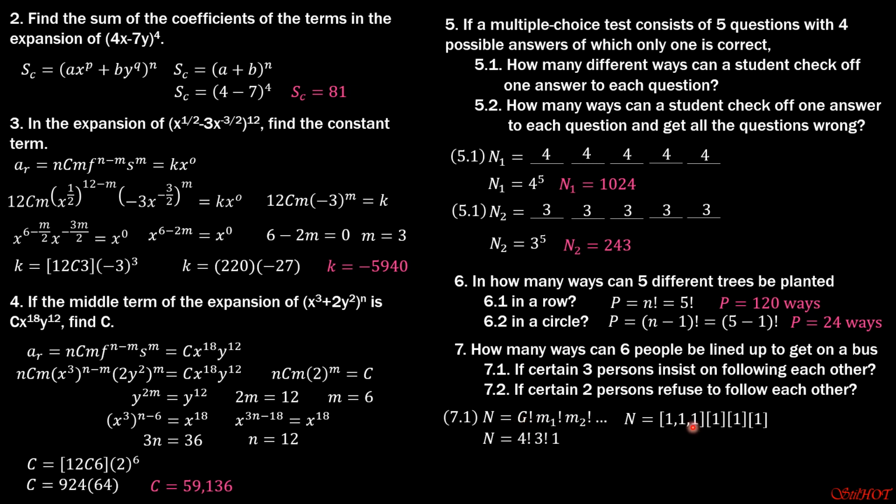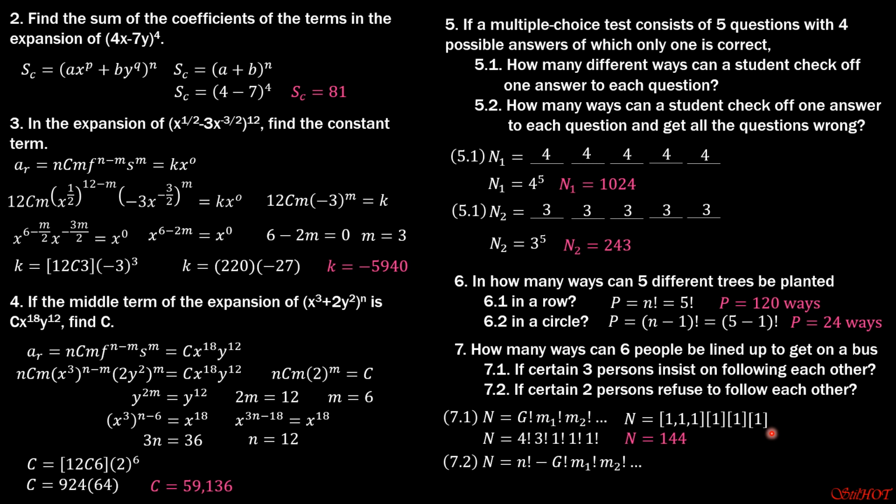But for group 1, the members can be arranged in 3 factorial ways. There are 3 members, so 3 factorial ways. Group 2, 1 factorial, 1 factorial, 1 factorial. So therefore, n is equal to, there are 4 groups, 4 factorial times 3 factorial, the rest 1 factorial, 1 factorial, 1 factorial.